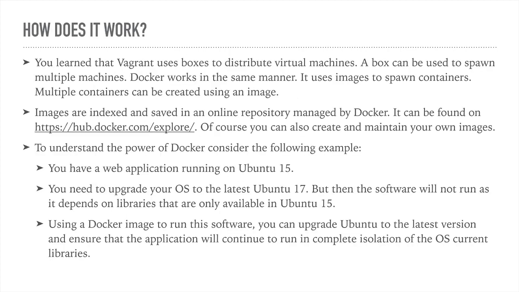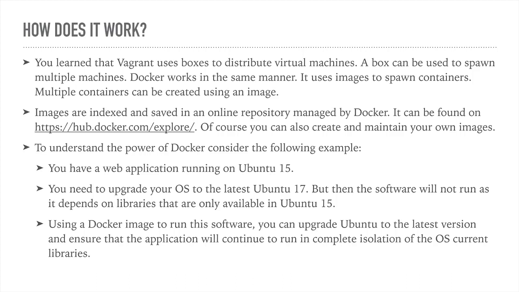So how does it work? You learned that Vagrant uses boxes to distribute virtual machines. A box can be used to spawn multiple machines. Docker works in the same manner. It uses images to spawn containers. An image is like a template for the container, just like the box. If you have watched the previous section in this class where we discussed Vagrant, Vagrant uses boxes, and boxes are a template from which you can create multiple Vagrant machines. Docker works in the same manner, but it uses images instead of boxes to spawn containers.